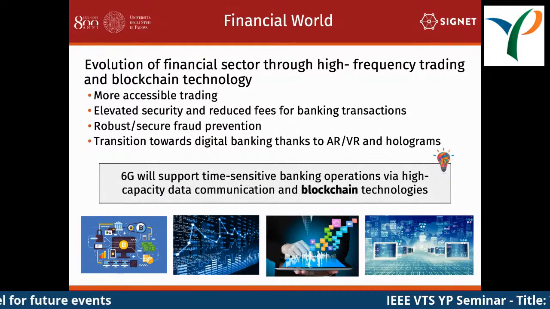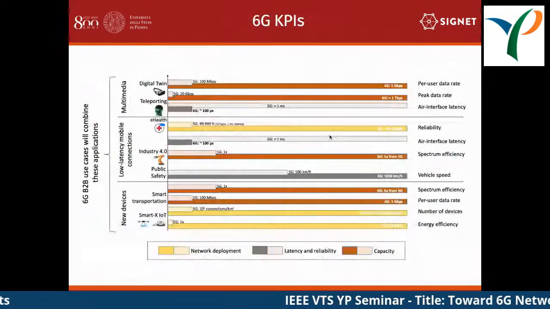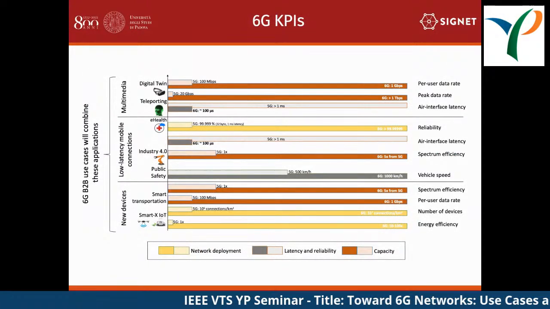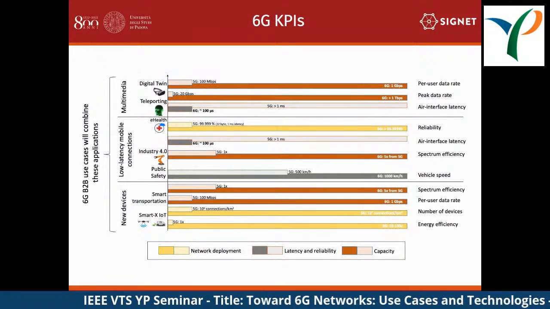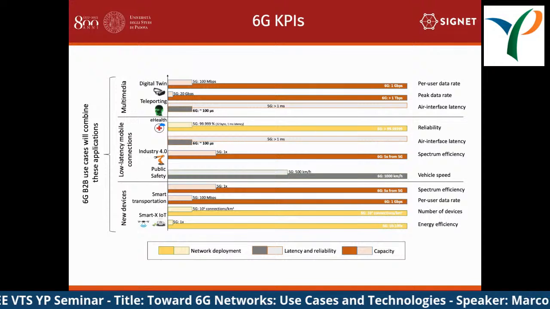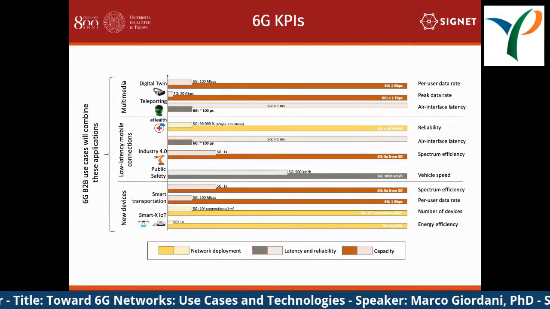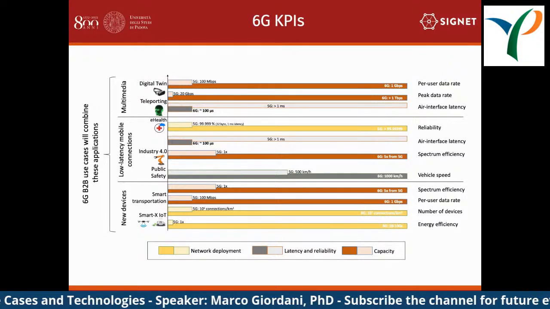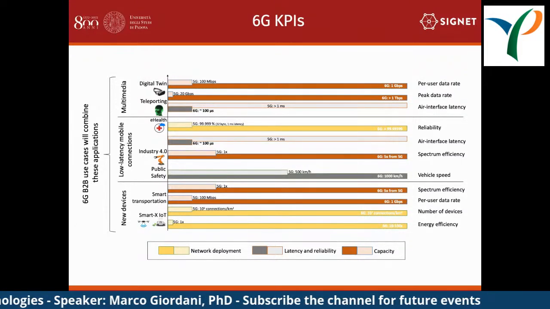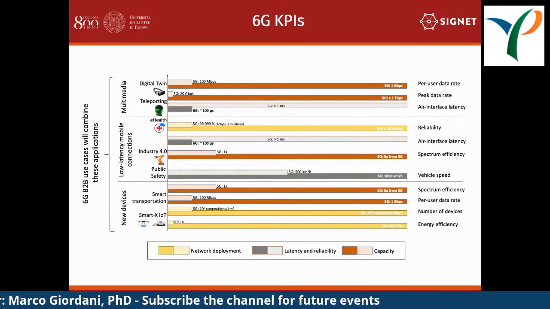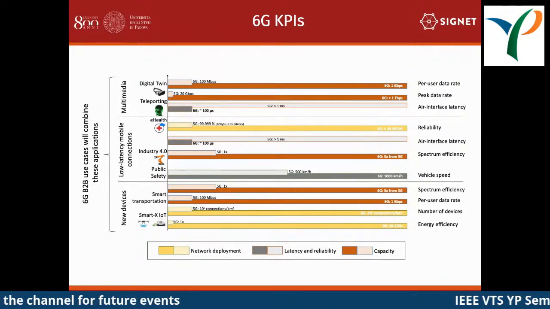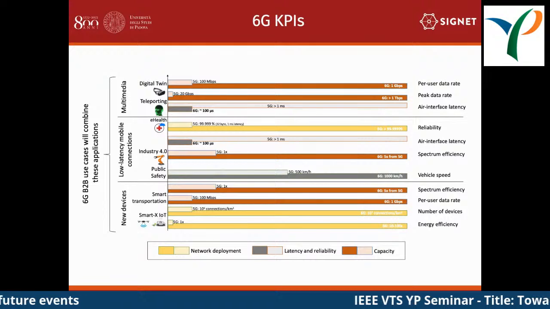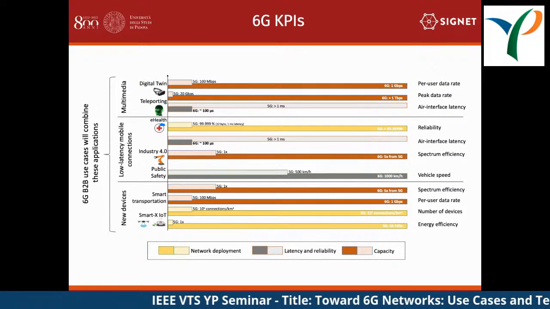So to sum up all of this, here is a list of possible KPIs for the specific use cases I've described so far that will need to be satisfied in the future society. So I have to say, these KPIs have not yet been officially clarified by the standard community. It will be in the next few years, but still we can already draw some guidelines on what these KPIs will look like.